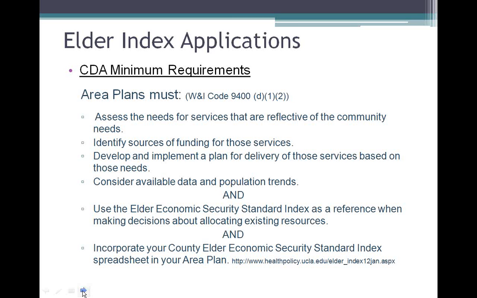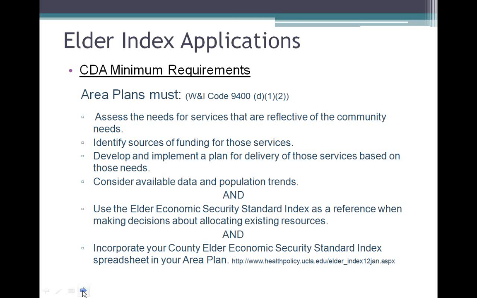With the implementation of AB 138, AAAs must also use the Elder Index as a reference when making decisions about allocating existing resources. AAAs may also incorporate the Elder Index in their needs assessment and/or goals and objectives sections of their area plans. They can also incorporate the County Elder Index spreadsheet in the area plans.